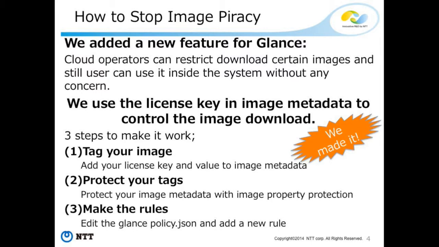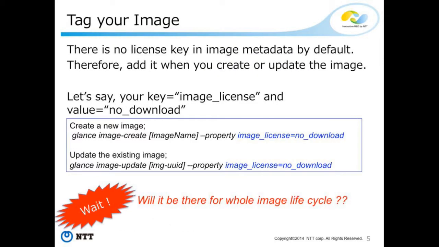The first one is to tag your image. That means you have to put the key and value in your image properties. The second one is you have to protect those tags, because if the user can change them, this feature doesn't work. The third one is to implement the rules for the image download. So let me explain the first one, how to tag the image.